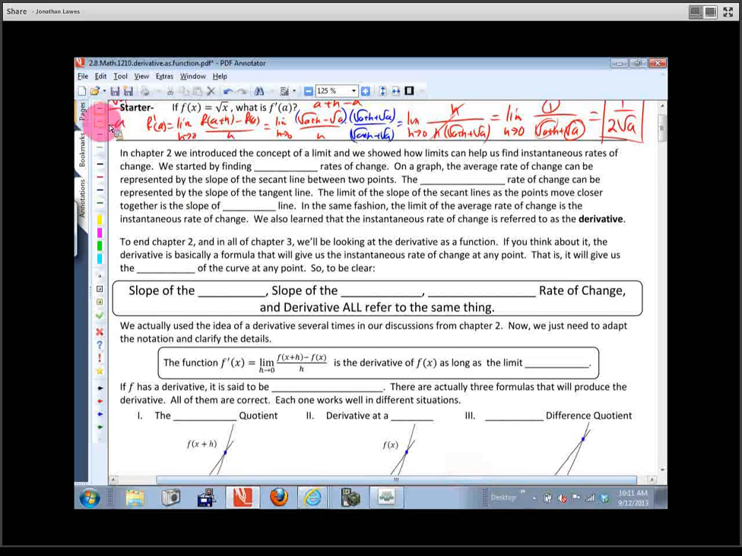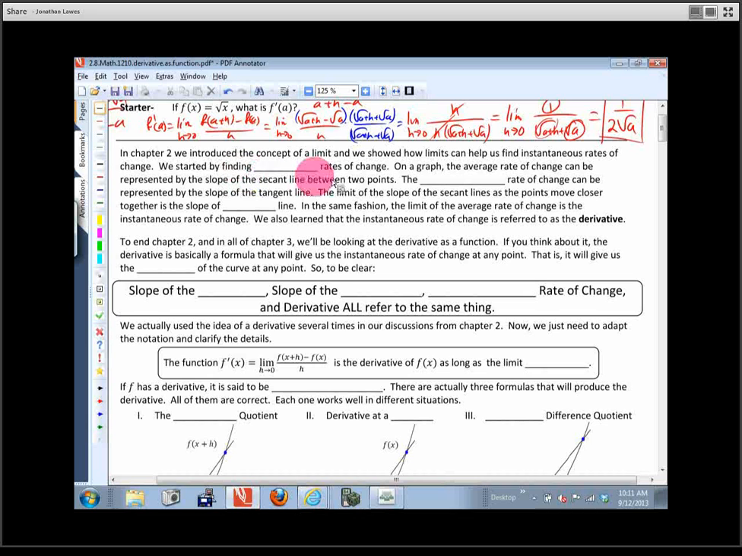So it says, in Chapter 2, we introduced the concept of a limit, and we showed how limits can help us find instantaneous rates of change. And what we started with was finding average rates of change. What did we start with? We started with average rates of change. And on a graph, the average rate of change we could represent as the slope of the secant between 2 points. Okay? The instantaneous rate of change can be represented by the tangent line, the slope of the tangent line. And what's that? Instantaneous.